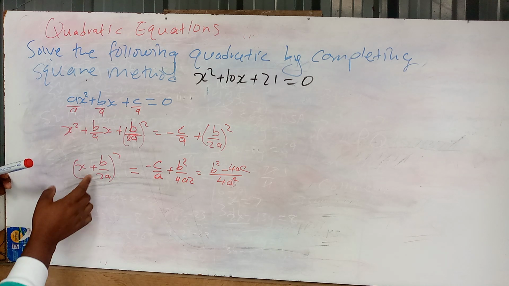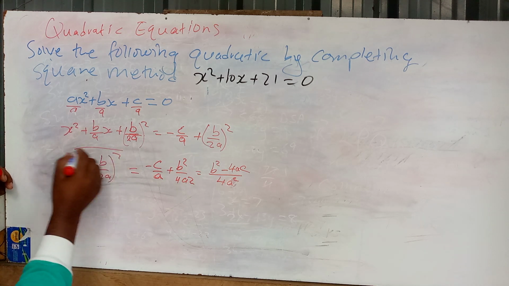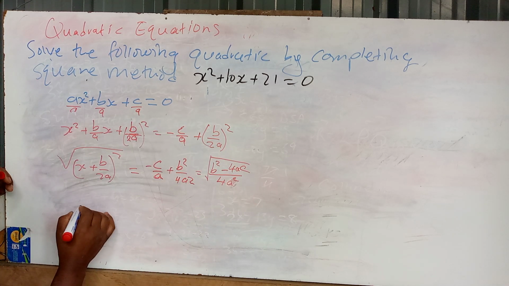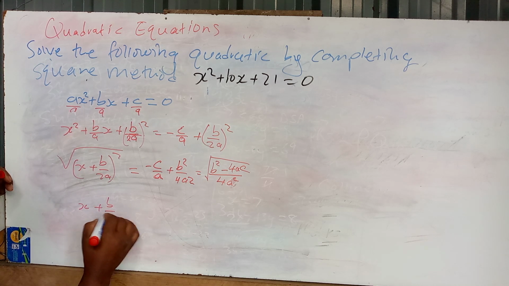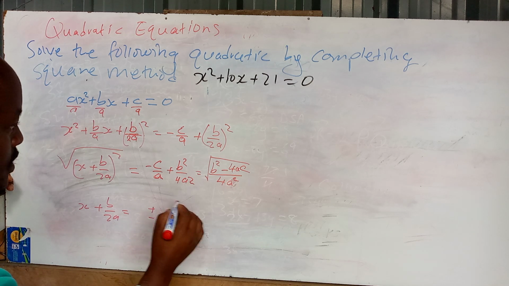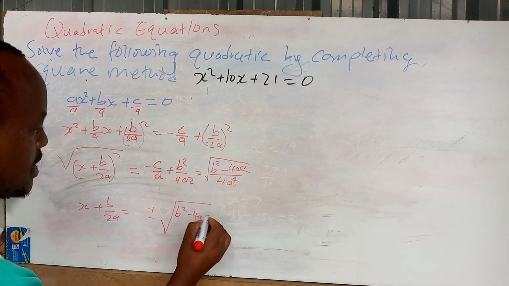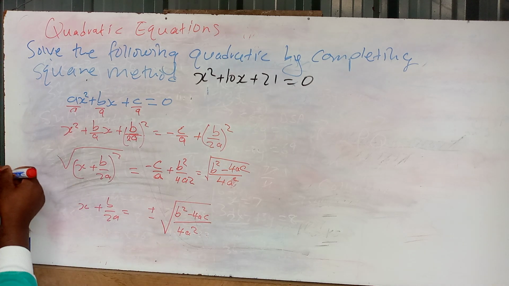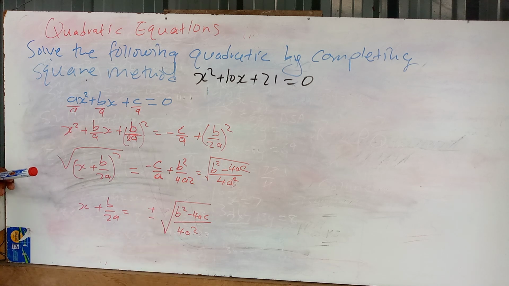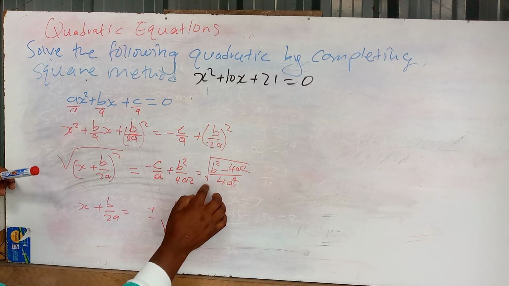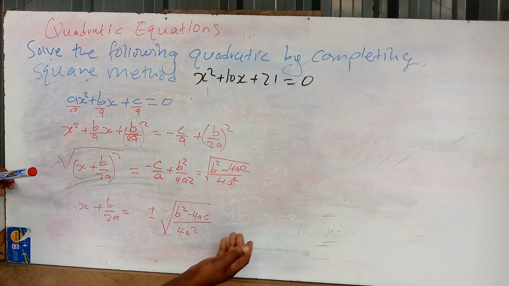Now, let us find the square root of this and also the square root of that. The square root of this, we are getting x plus b over 2a being equal to the square root of a number, which is always plus or minus, so plus or minus the square root of b squared minus 4ac over 4a squared. Now, to get the square root of all of this is impossible. We cannot get the square root of the numerator, but the square root of the denominator is definite, we can find it.